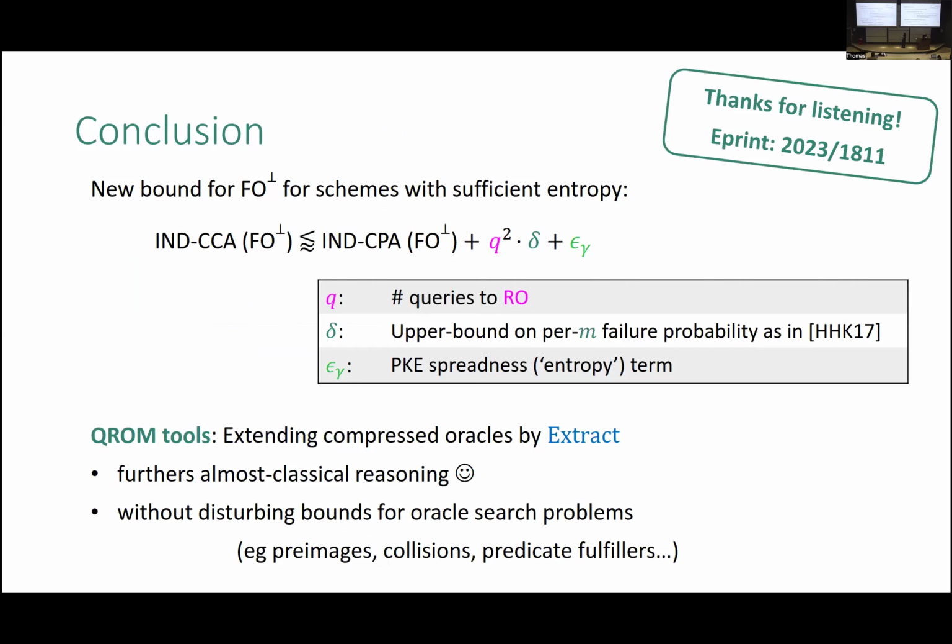Okay, so to wrap up, we show that the bounds for explicit rejection FO are not far from the known bounds for implicit rejection. And to do so, we revisited this extended quantum random oracle model framework that is very useful to further our almost classical reasoning, and showed that this extension doesn't disturb oracle search bounds. And for details, I invite you to look at the full paper. Thank you.